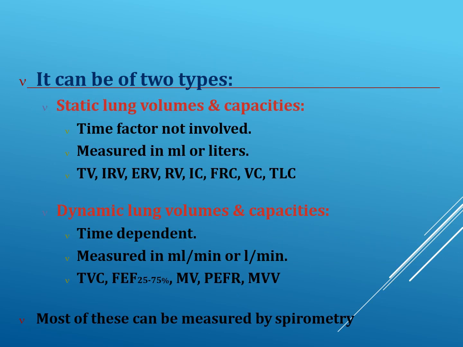So these lung volumes and capacities are of two types, static and dynamic. The static volumes and capacities are those in which the time factor is not involved and they are measured in ml or liters. They are tidal volume, inspiratory reserve volume, expiratory reserve volume, residual volume, inspiratory capacity, functional residual capacity, vital capacity and total lung capacity.